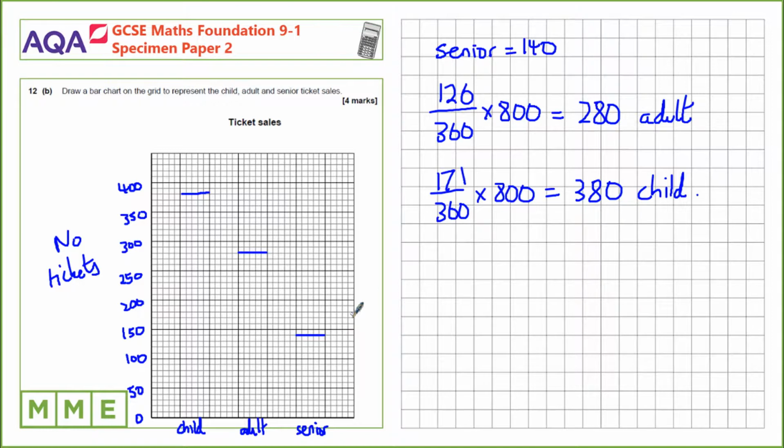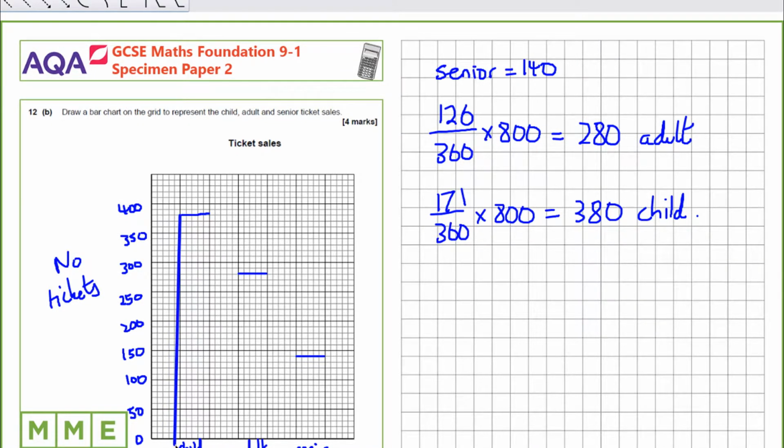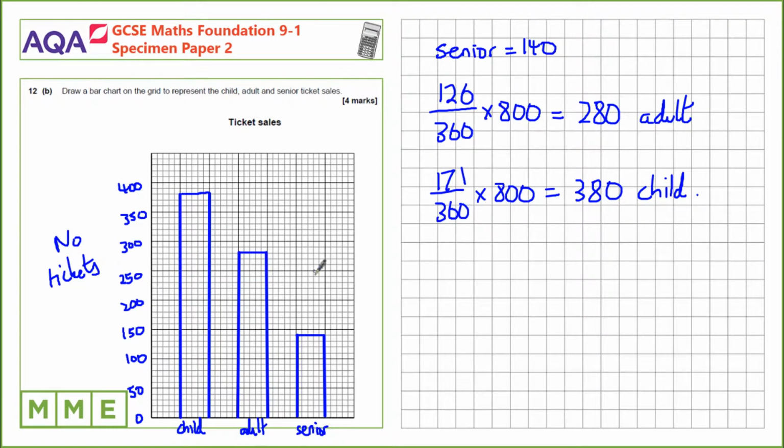Finally, we just need to put in our full bars. Now that we've got the bars filled in, the only last thing we need to do is to make sure that we've got a label for this axis, which is age group.